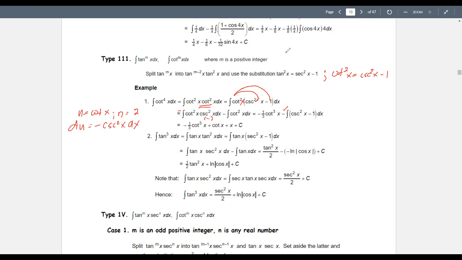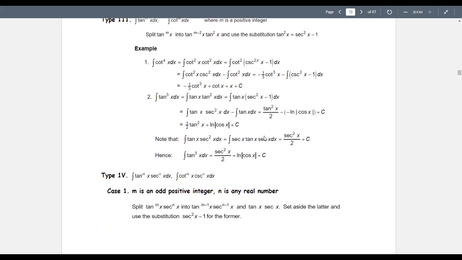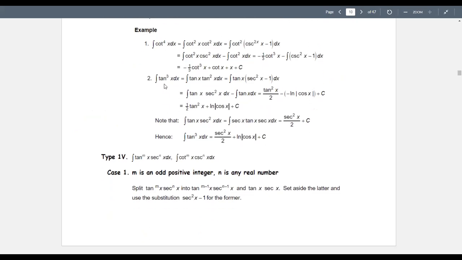Okay, since there's no question, I will proceed. Now, I'll go to the second sample on type 3. You have the integral of tangent cubed of x dx. Split it, so you have here the tangent of x and the tangent squared of x dx.